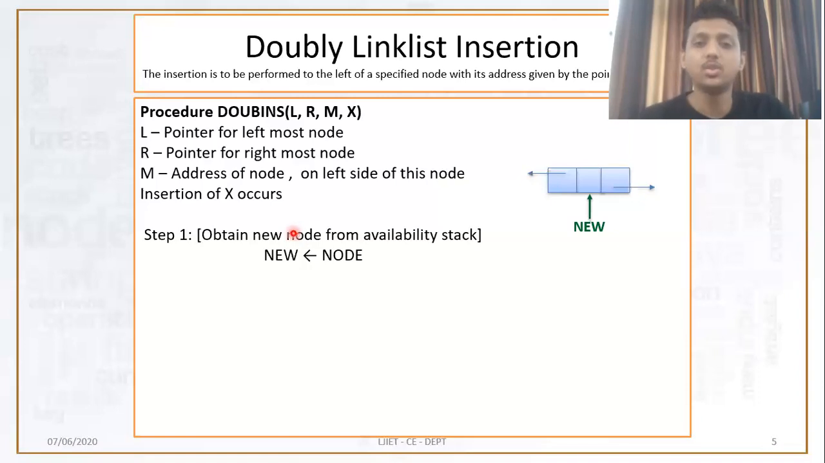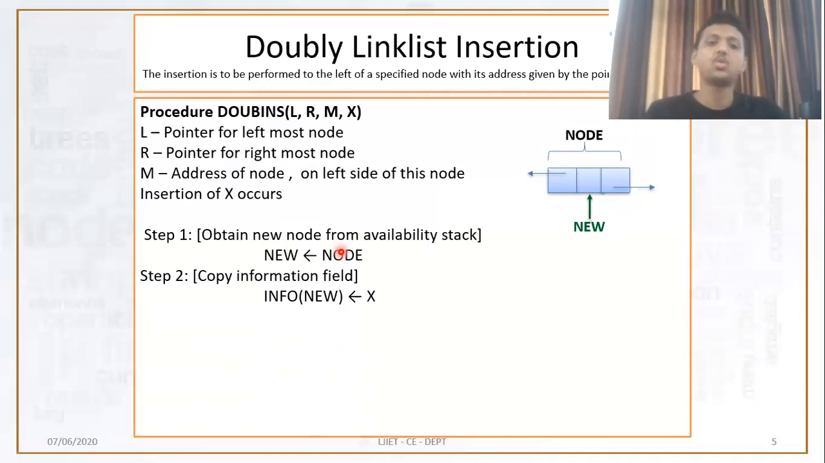Okay. So we have already got the new node for the linked list insertion. So let's begin with the other cases. See, this is the node. Now copy the information field. What do we need to insert? We need to insert X. So I'm inserting X by writing info of new arrow X.